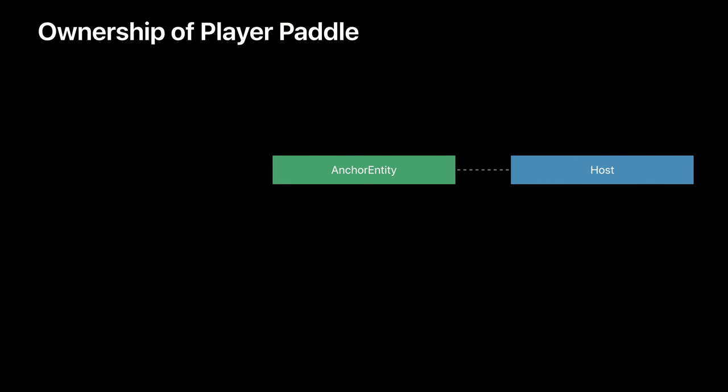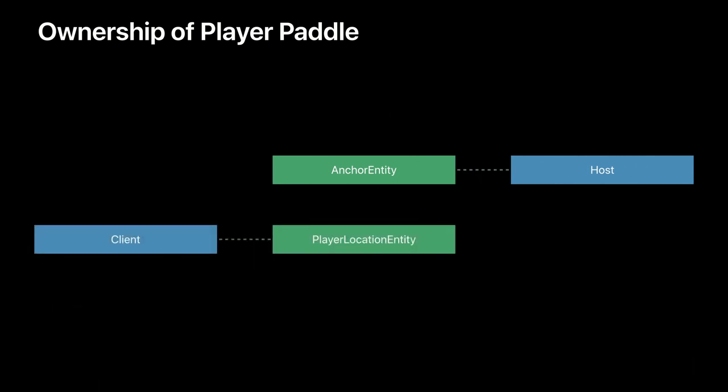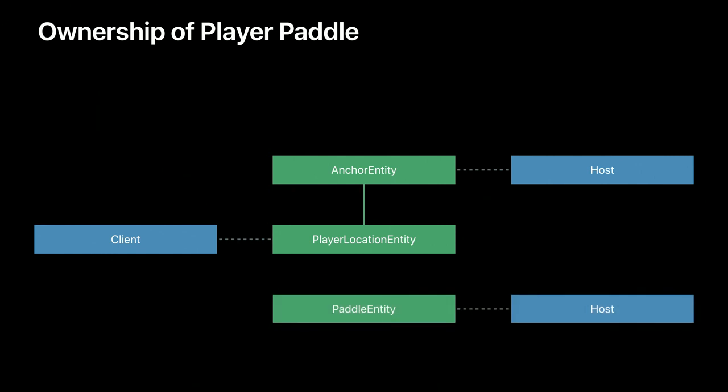When the client joins, it adds another entity to the scene that we call the player location entity, using the subclassing support with RealityKit. This maintains ownership by the client, so the client can update its location with every frame. And that's parented to the anchor entity, so it appears in all the devices. As a child of that, we add the paddle entity, and it's parented to the player location entity. So as the player moves around, the player location entity location gets updated, and that moves the paddle entity, but the host maintains control over what actions the paddle entity takes. It can turn it on and off and make sure that the gameplay remains fun for everybody.